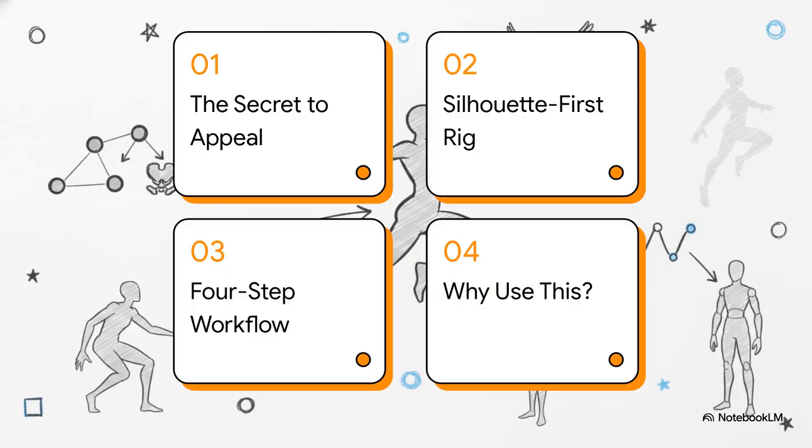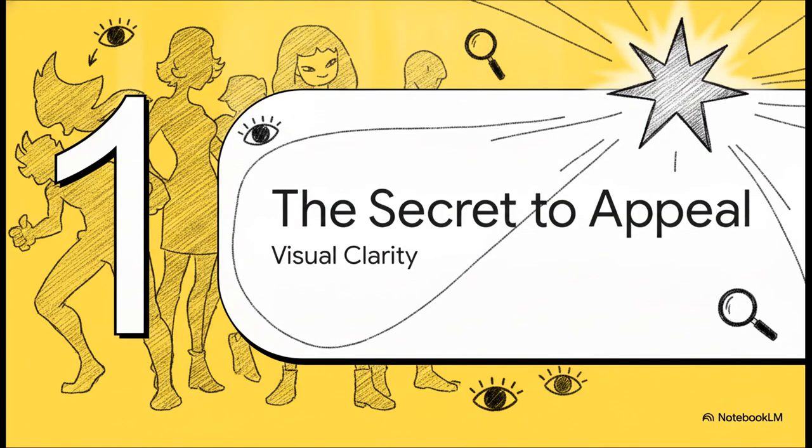So here is our roadmap for today's explainer. First, the secret to appeal. Second, silhouette first rigging explained. Third, our four-step workflow. And finally, why use this approach. We're going to move straight from high-level theory right into a concrete, totally practical guide. Let's jump straight into section 1, the secret to appeal, which is all about visual clarity.